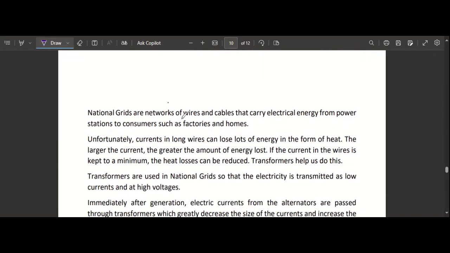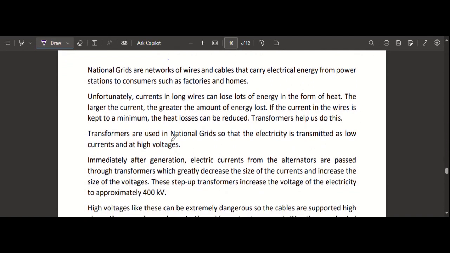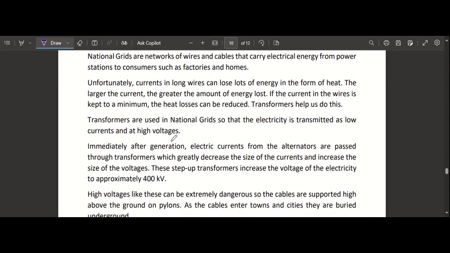So national grids are networks of wires and cables that carry electrical energy from power stations to consumers such as factories and homes. Unfortunately, current in long wires can lose a lot of energy in the form of heat. So the larger the current, the greater the amount of energy loss, right? So if the current in the wire is kept to a minimum, then the heat loss can also be reduced. Transformers help us to do this. Transformers are used in the national grid, that means the electrical supply in the country, so that the electricity is transmitted at low currents and at high voltages.